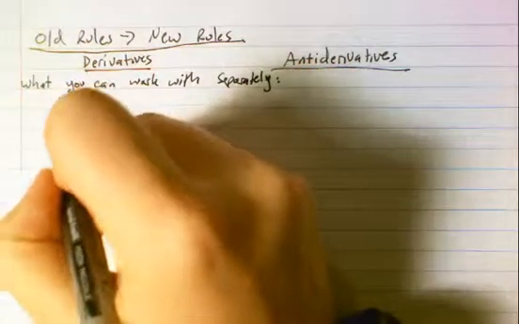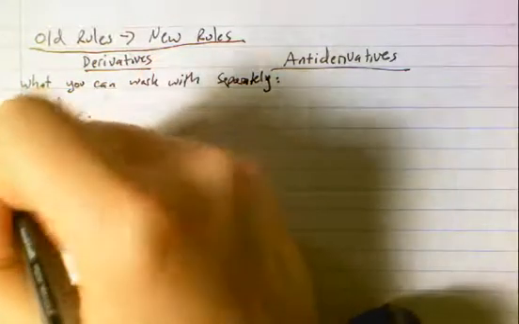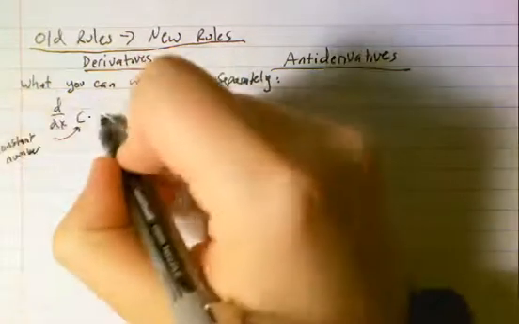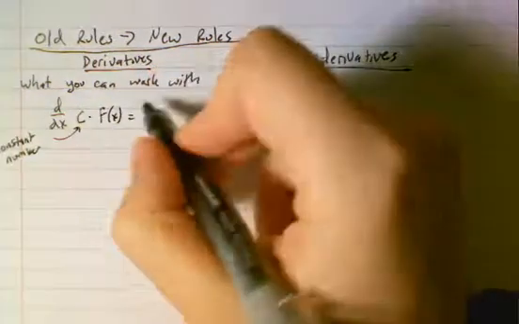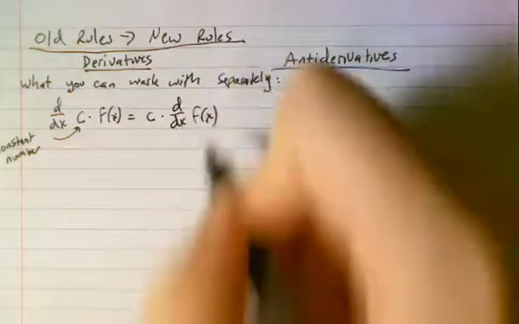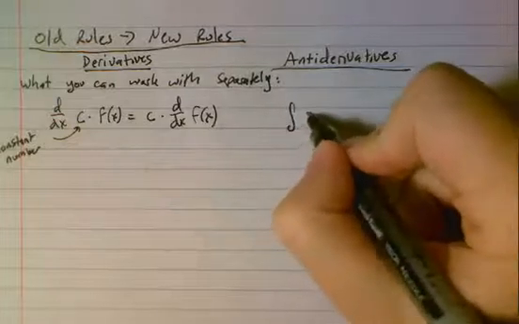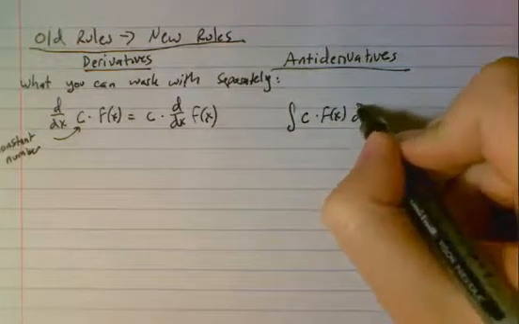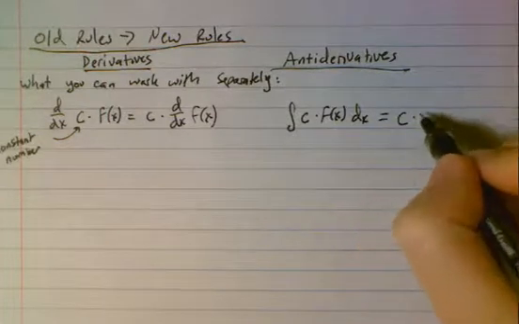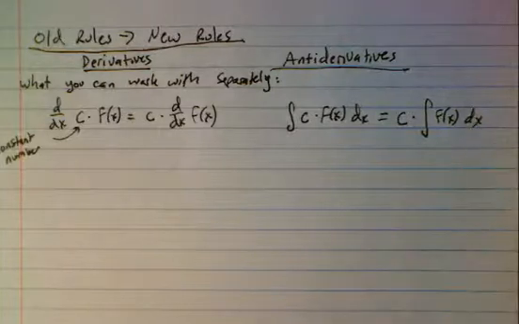So, we knew that the derivative of some constant number times f of x was the same as just that constant number times the derivative of f of x. The same thing's going to be true for antiderivatives. The antiderivative of c times f of x, remember that dx is always there, is simply c times the antiderivative of f of x dx.